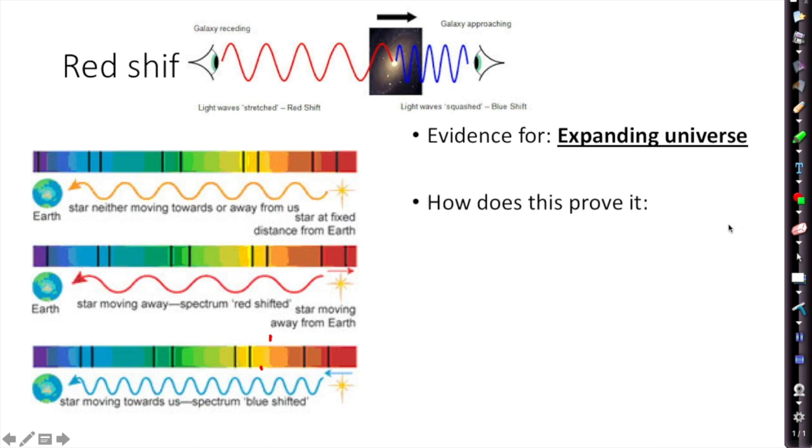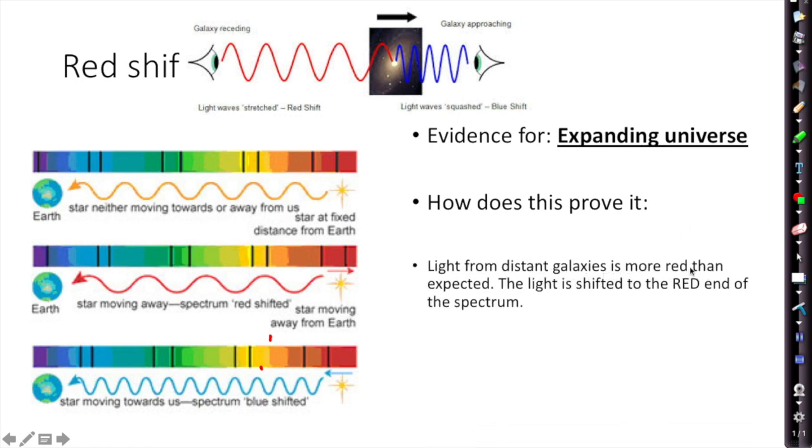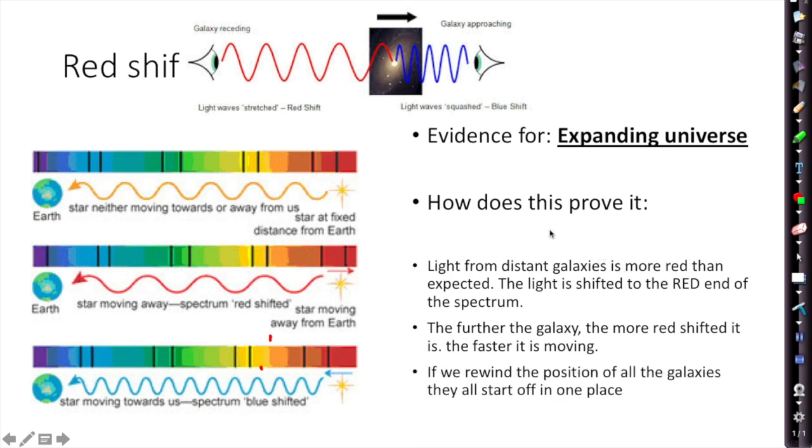Evidence for the expanding universe. How does this prove it? How do these absorption lines prove it? Well, light from distant galaxies is more red than expected. The light is shifted to the red end of the spectrum. Here's our colour spectrum. These absorption lines have been shifted over to the redder end of the spectrum. The further the galaxy is away from us, the more redshifted it is. So those absorption lines are moved even further away. If we rewind the positions of all the galaxies in the universe that we can see, because we can see they're all accelerating away from us, we see that they start off in one place.